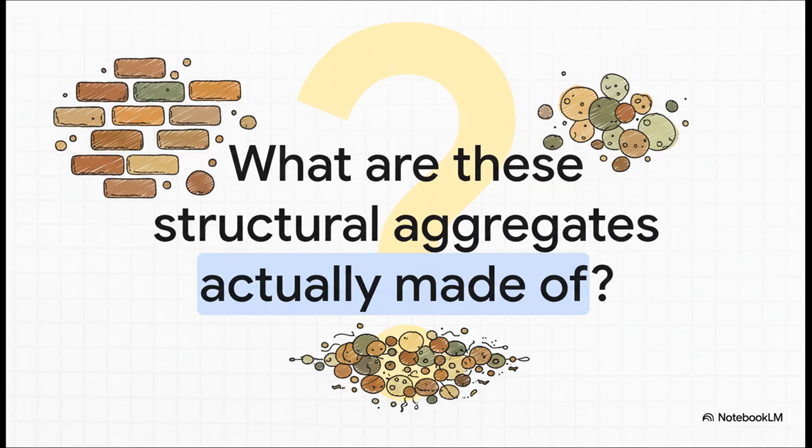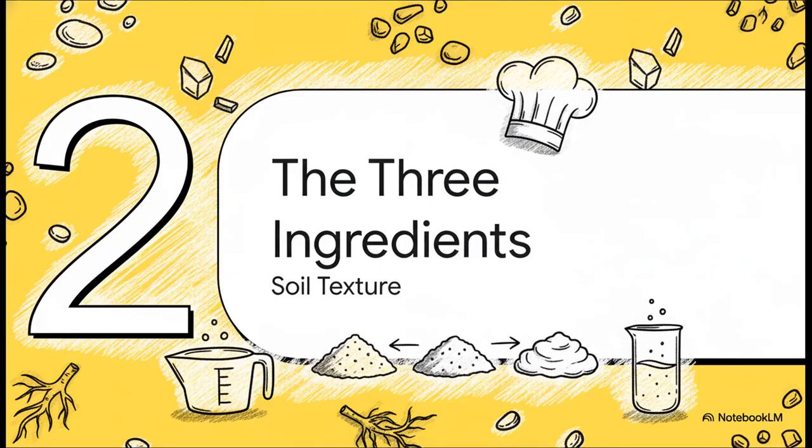Okay, so that leads to the obvious question, right? We've seen the architecture, the overall building, but what are the actual bricks and mortar? What are the individual components that make up these all-important aggregates? And to answer that, we have to look at our second big concept, soil texture. So if structure is the architecture, you can think of texture as the ingredient list. It's the fundamental recipe of the soil itself.